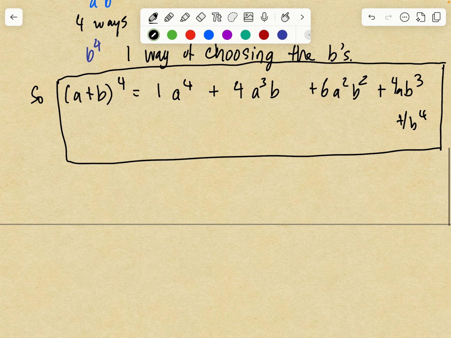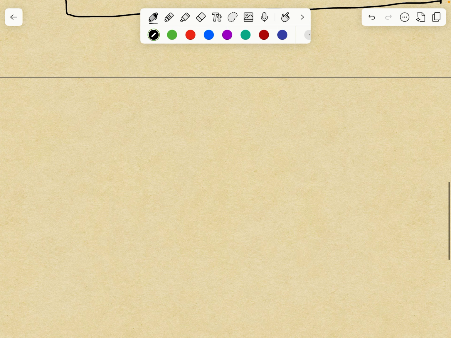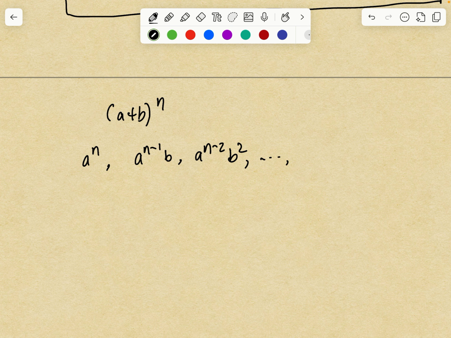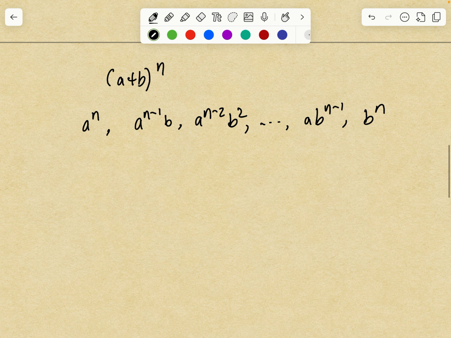Well, how does this work in general? How does this work in general if you have (a + b) to the nth power? So this is going to have terms a to the n minus 1 times b, a to the n minus 2 times b squared, all the way to a b to the n minus 1, and b to the n. So those are the terms that are going to be in the expansion, and now we need to figure out the coefficient.